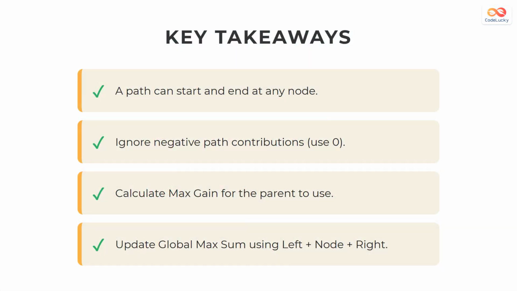To wrap up, remember these key points. Paths don't need the root. Negative sums from children should be ignored. And finally, always update your global maximum at every split point in the tree. Master this, and you've mastered the problem.